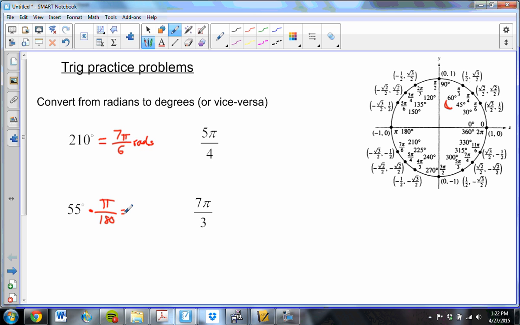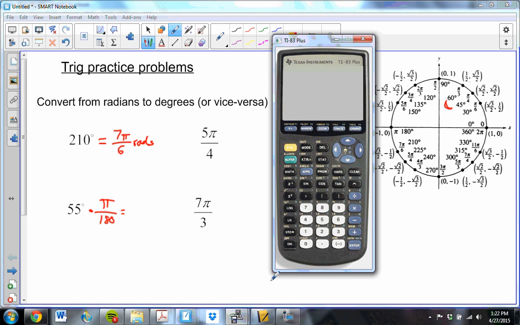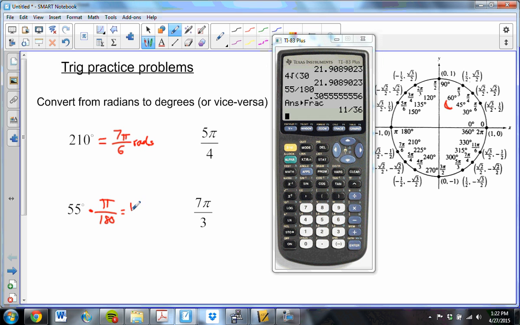So 55 over 180, if you want to find that reduced in your fraction, 55 divided by 180 gives you that decimal. Press your math button and arrow frac. It's 11 pi over 36. So 55 degrees is 11 pi over 36 radians, which is about a third pi radians, right around pi over 3.